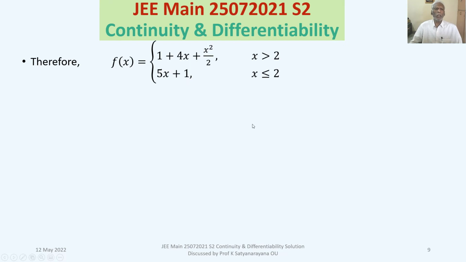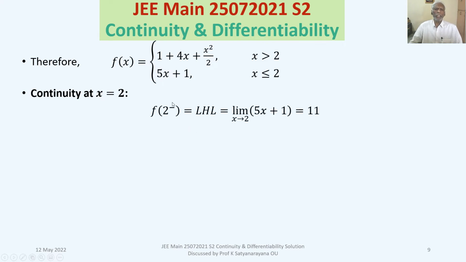Now first we talk about the continuity at x is equal to 2. Continuity at x is equal to 2 means you compute the left hand limit and right hand limit at 2 and see whether they are equal or not. If they are equal, it is continuous at x is equal to 2. Otherwise, it is not. So f of 2 minus means what? Left hand limit, that is this one. So limit x tends to 2, left hand means 5x plus 1.